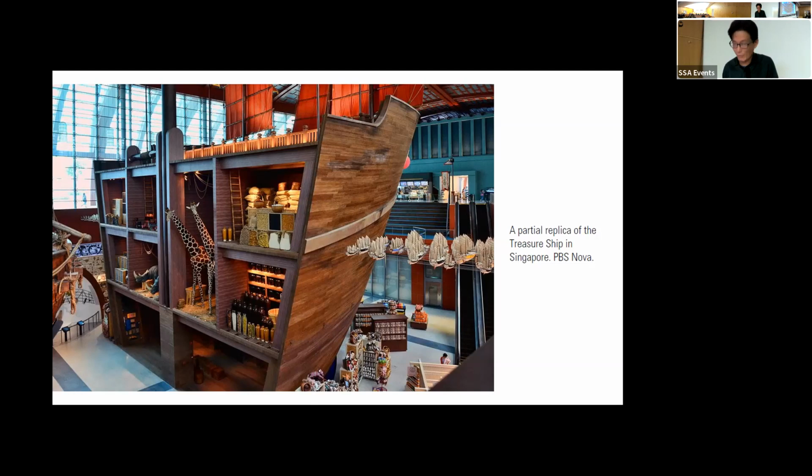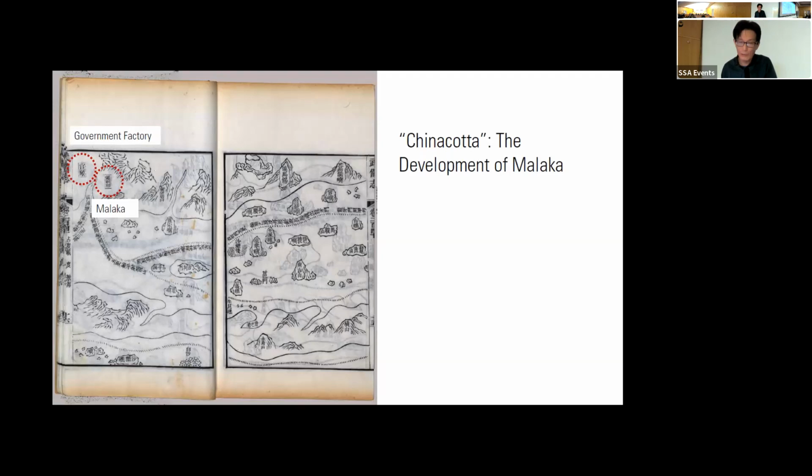And if you look at the maps that I showed you earlier, you see Malacca, and next to Malacca there's a place that is marked as a government factory. If we go to that part of the world, in South India, the word China cotton comes up a lot. China cotton is basically the Chinese factory at the time.